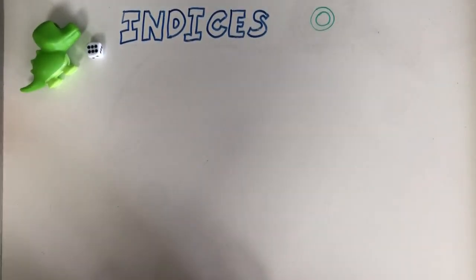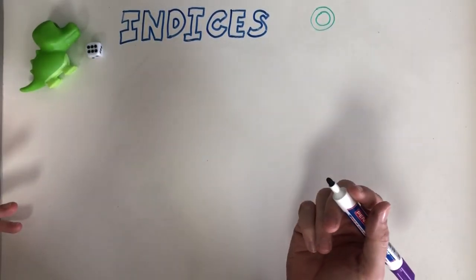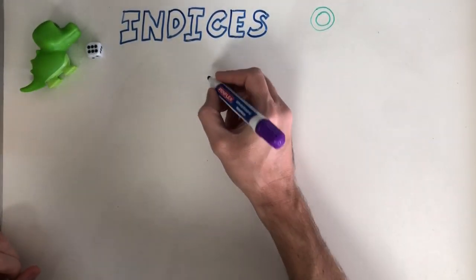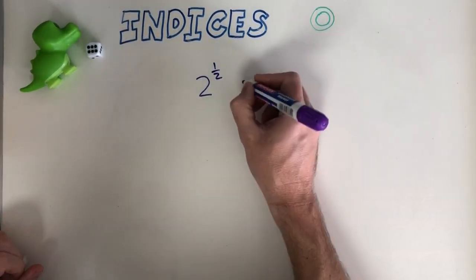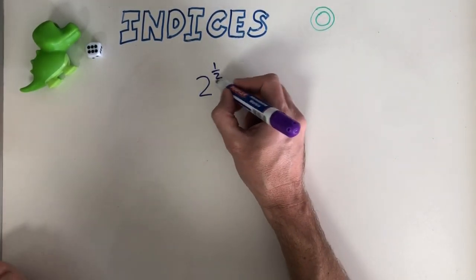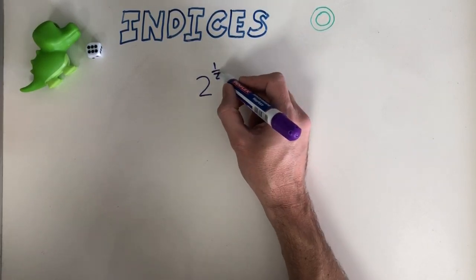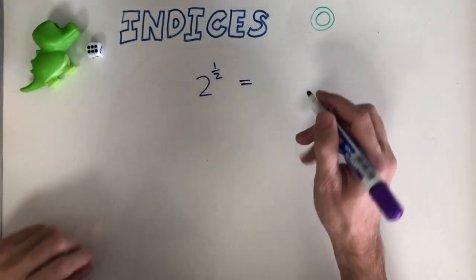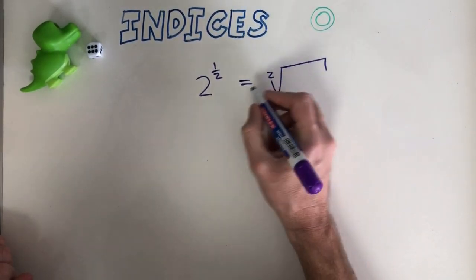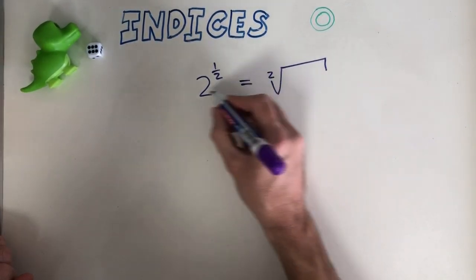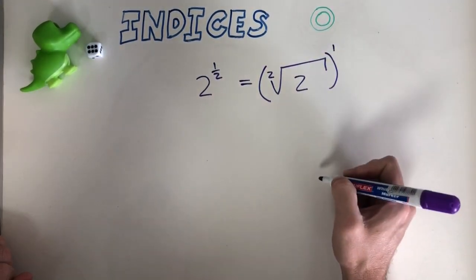Okay, lastly, we have a bit of a tricky one. What happens if we have an indice or an index that's a fraction? Let's say I had 2 to the power of a half. What we usually do is the number that's the denominator would be the root. So if we do a square root, that 2 is that 2, and then 2 to the power of that 1 becomes that 1.